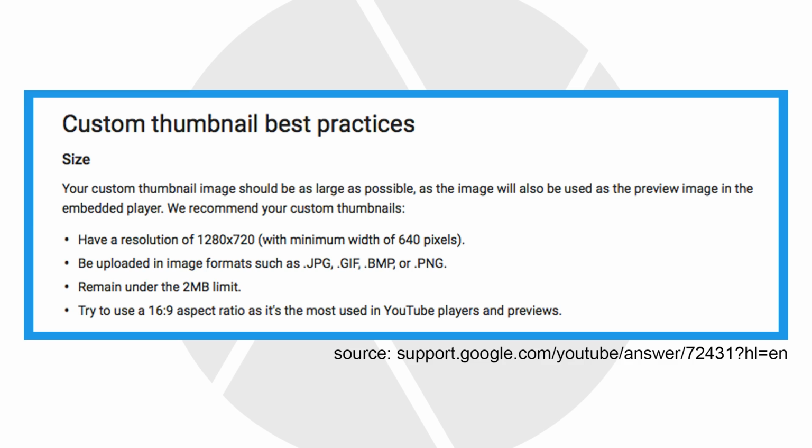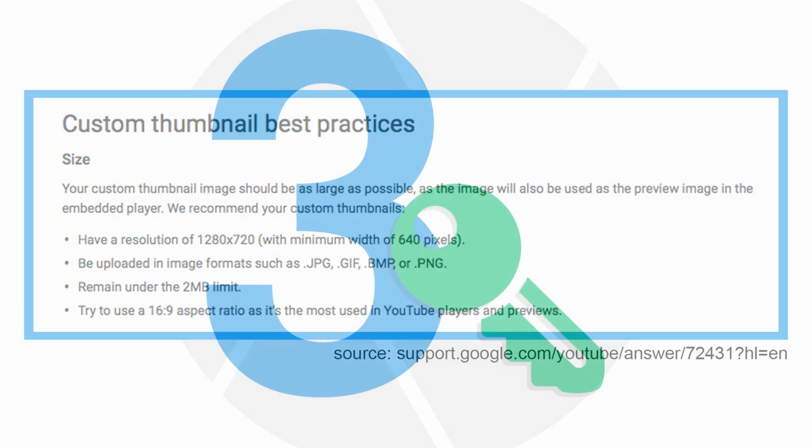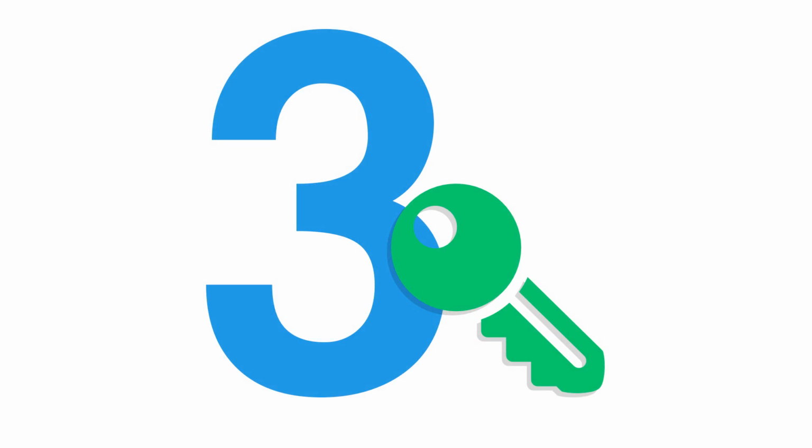Your custom thumbnail needs to remain under 2 megabytes in size, and YouTube recommends using a 16:9 aspect ratio, which is exactly what the 1280 by 720 is, as well as 1920 by 1080 if you wish to make a larger image. Okay, so when creating a custom thumbnail, consider these 3 things.